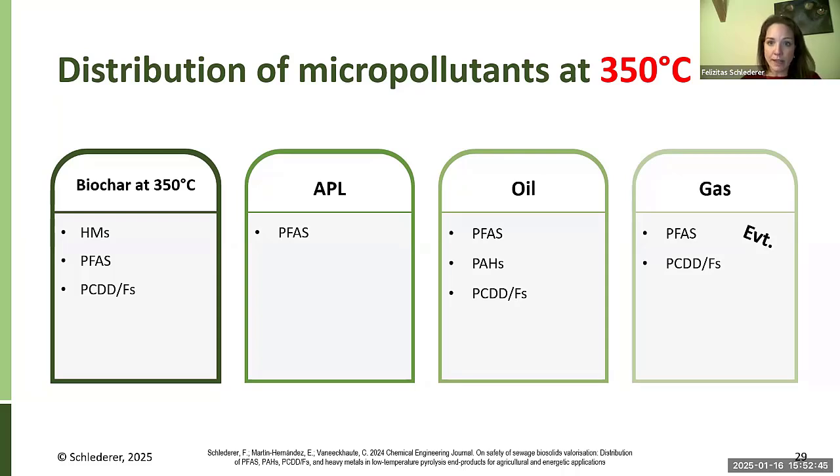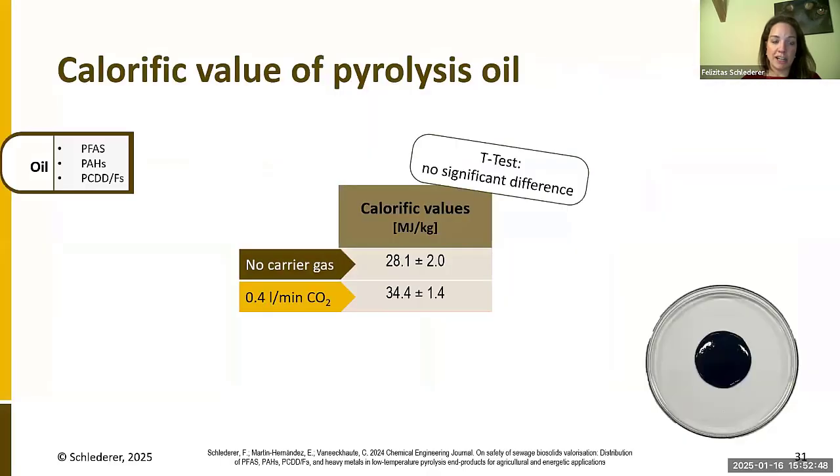What are we going to do? So the oil fraction is first of all a really smelly component, and we have different kinds of micropollutants. So my idea was, okay, let's burn it and see what kind of heating value we are achieving. And the heating value is actually really high. It's around 28 to 34 megajoule per kilogram. Comparing it to ethanol, it's around 30 megajoule per kilogram. So the heating value is high, which is good.